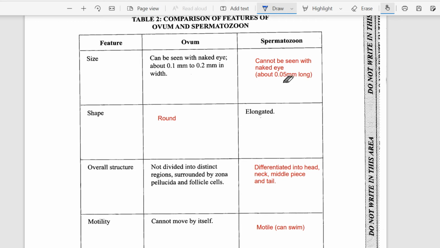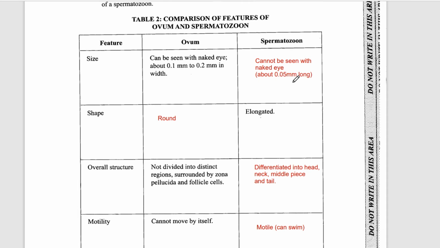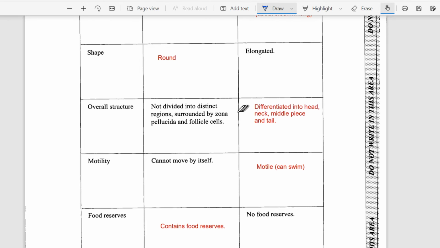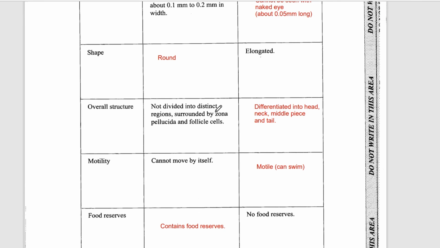And it's about 0.05 millimeters long. That's just extra information. You need to write that. The ovum, so the shape of that, if you see it, is more round or spherical. Spermatozoon has a more elongated shape, which is kind of stretched out because it has a head and a tail and a neck and a middle piece. And that's common to the overall structure here. Whereas the ovum is not really differentiated or divided into distinct regions. As I say, it's more like a sphere with several layers, where you have the follicle cell, the corona radiata and so on. The sperm cell, however, is actually quite differentiated here. Again, you have a head, a neck, a middle piece, and a tail.